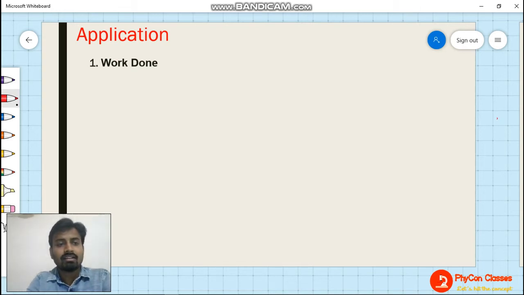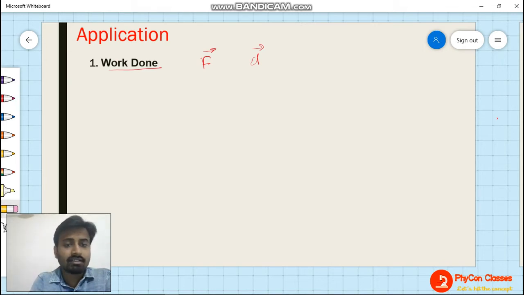Now talking about the application of scalar product, here we have 2 applications that we are going to discuss. The first one is work done. How to find out the work done using scalar product? Because work done is a scalar product of force and displacement. Now let's suppose a force F is acting on a body and the displacement is D, or sometimes it is represented with S also. So I'm just going to write S.